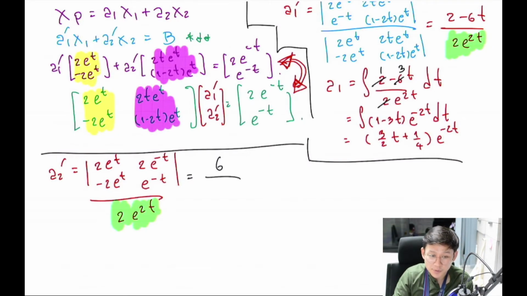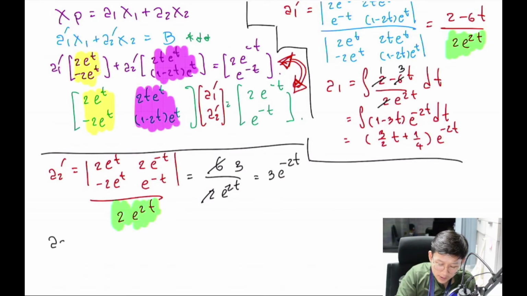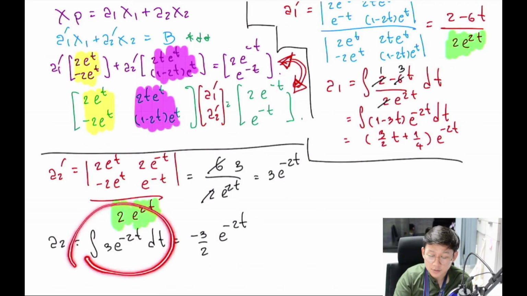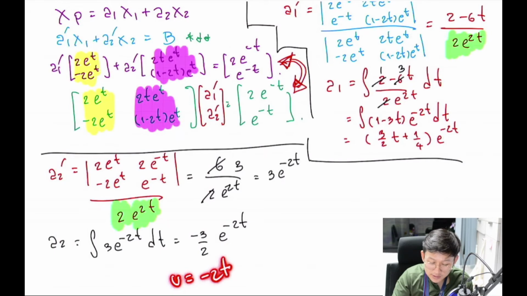That is quite simple. And you get 2e to the 2t, so here you get 3. Okay, so that is 3e to the minus 2t. So a2 would be integrate 3e to the minus 2t dt, and your a2 would be minus 3 over 2 e to the minus 2t. You can integrate this guy, right? You let u be minus 2t, right? And du is minus 2 dt, right? So dt would be minus 1 half du, and that is your integral.